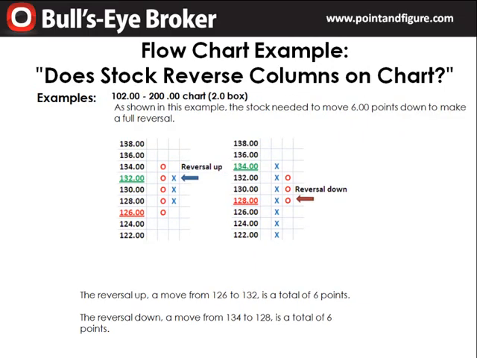Now here's another example for the flowchart question, does the stock reverse? Using the $102 to $200 chart, which is a $2 box, as shown in the example, the stock would need to move 6 points since it's a $2 stock to make a full reversal. So reversal up, you see the move from 126 to 132, which is a total of 6 points. And on the downside, it has to move from 134 to 128 for a total of 6 points.